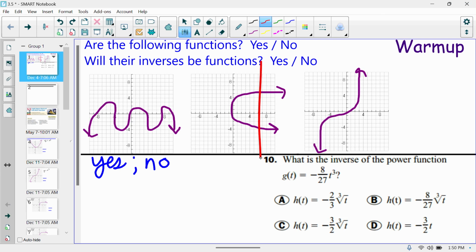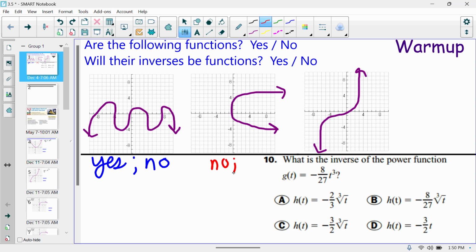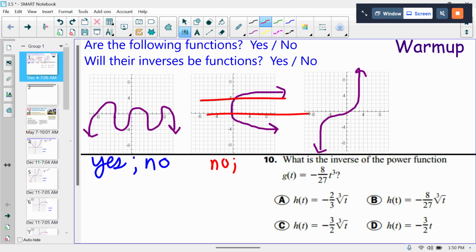The next one fails the vertical line test. It touches the graph more than once if I draw a vertical line. So is it a function? No. However, its inverse would be because it passes the horizontal line test. Anytime you draw a horizontal line, it only touches the graph once. So even though it's not a function, its inverse would be.